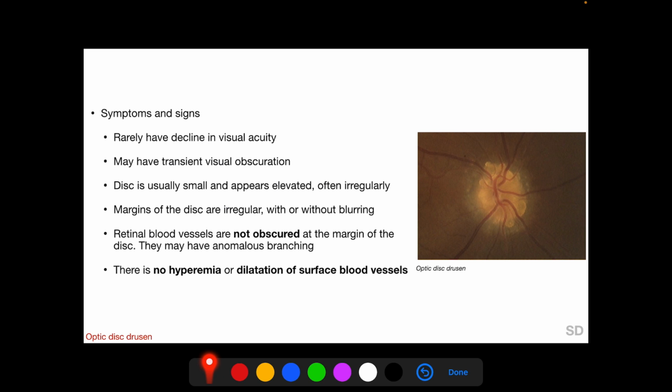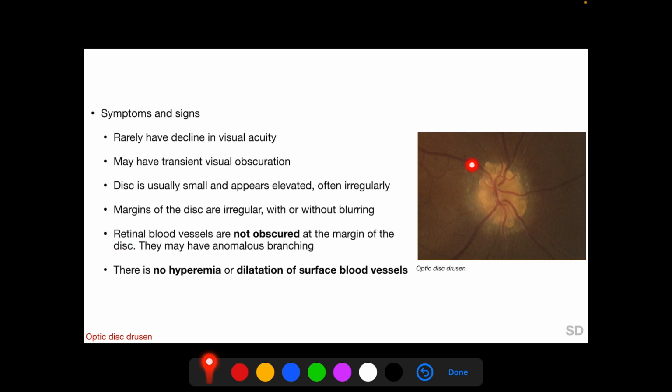So patients with optic nerve drusens rarely have decline in visual acuity, may have transient visual obscurations, and the disc on ophthalmoscopy is usually small and appears elevated, and the elevation is often irregular. The margins of the discs are also irregular, with or without blurring of these margins, and the retinal blood vessels are not obscured at the margin of the disc.